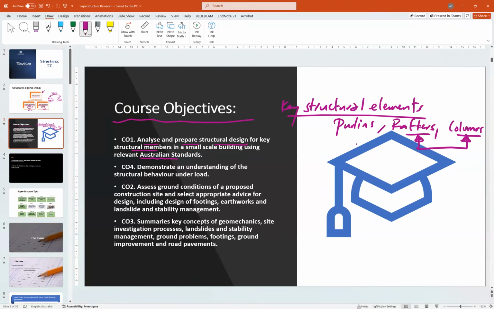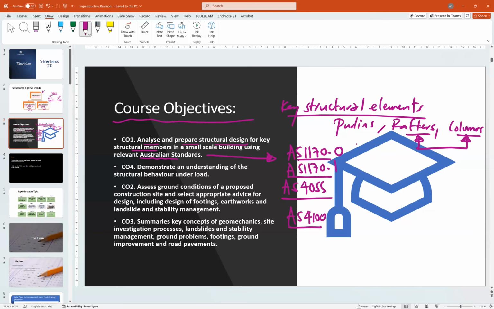The Australian standards we are using are AS 1170.0, AS 1170.1, and AS 4055 for wind. Okay, and also we have AS 4100 for steel. So these are the four Australian standards we have used in our course.